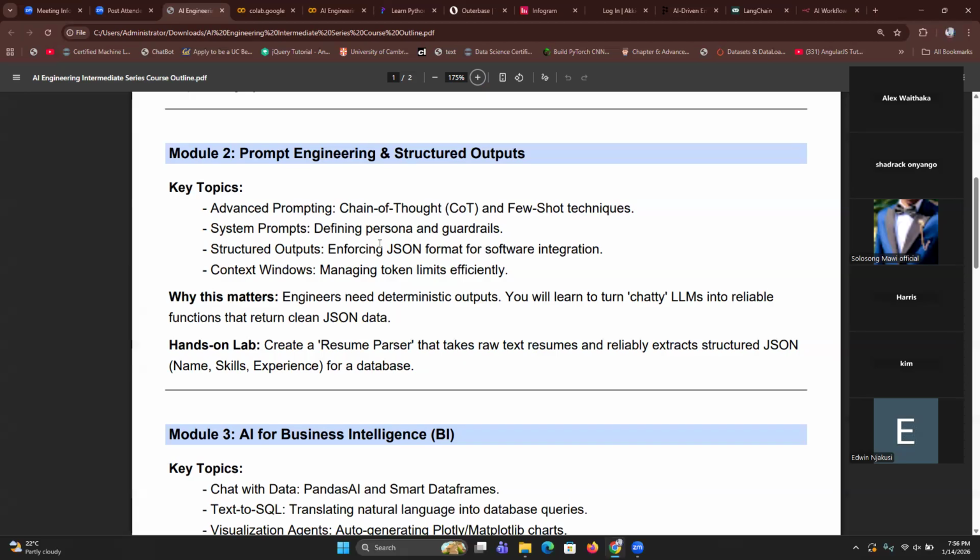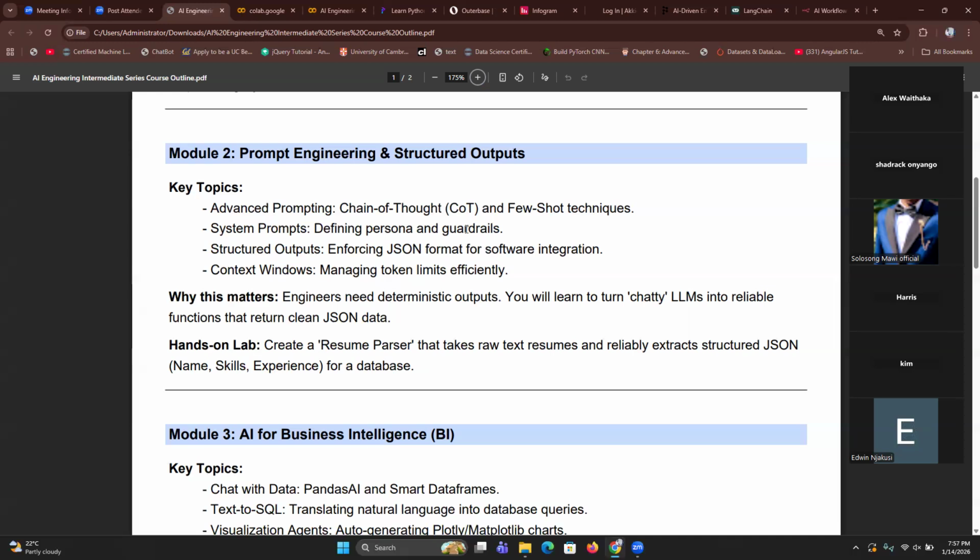We're going to talk about how to do prompts like chain of thought, and how to do few-shot techniques. We are going to see that as you are building your prompt, you can even define a persona. Like you ask a model, act like a financial assistant, or act like a legal expert, or like an expert software engineer. So we are giving this model personalities. Very, very important. And also we'll be discussing guardrails.